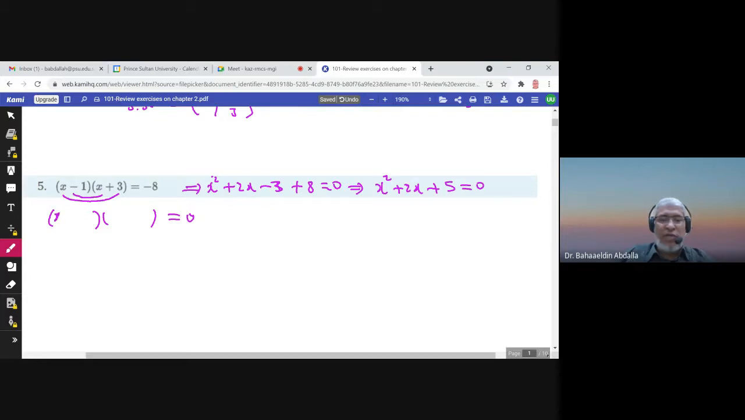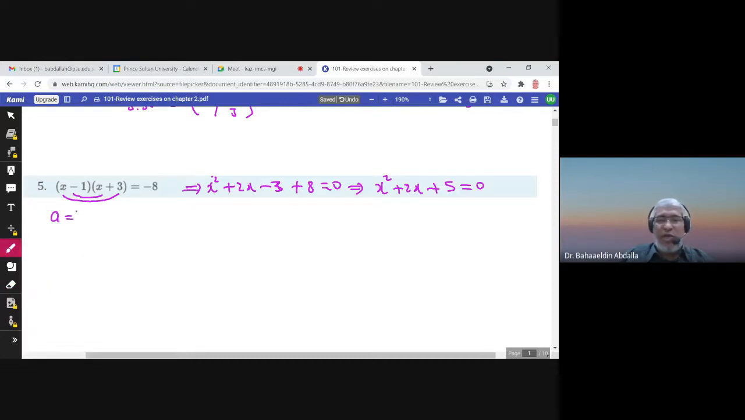If I factor x squared to x times x, and then I can search for two numbers. Their product is positive 5, and their sum is 2. Well, there is no numbers like this. So I cannot solve this problem by factoring. So the second method to use is to use the quadratic formula.